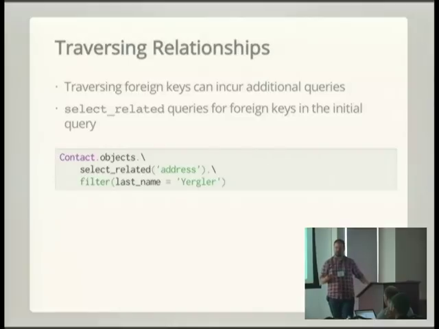Traversing relationships can cause additional queries. So here's an example where, when I go to follow a foreign key, if I don't have that in memory yet, I've got to go get it from the database. So now I'm making two queries instead of one. If you know you're going to need it, you can use something called select_related. And this basically says, hey, when I'm going to make this contact query, and it's going to relate a field called address, when you do the get or the select from the database, get me the address data too, pretty please. So that lets you avoid the extra query.